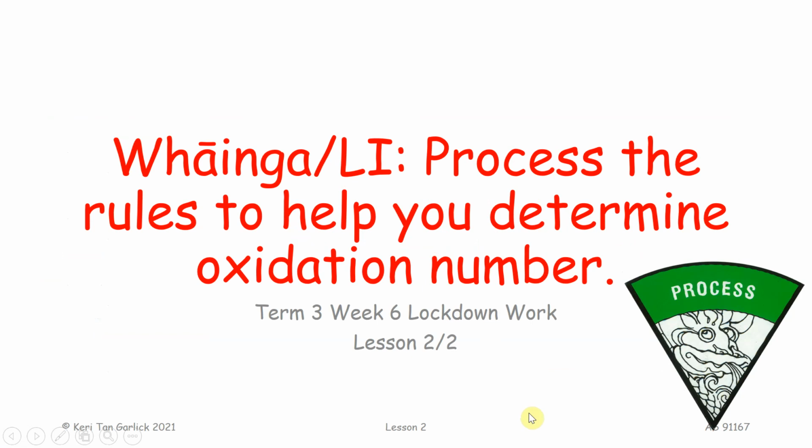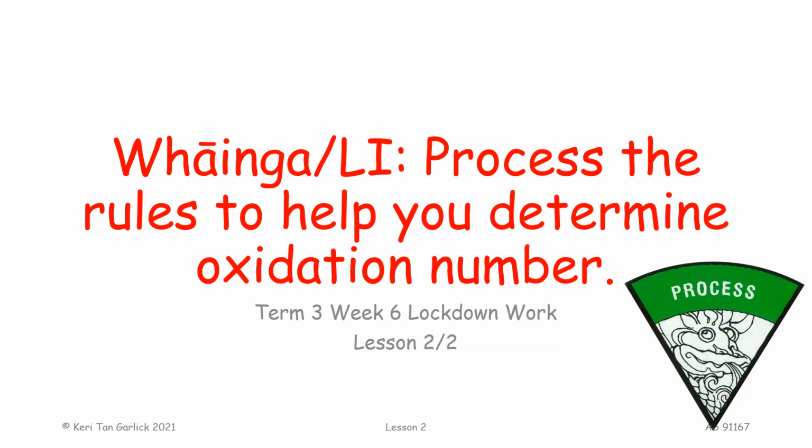Here is your second lesson for the week 6 lockdown, which is about processing the rules to help you determine oxidation number. Really important lesson for two reasons. First reason is because all of the equations I've given you so far have shown you where the electrons are. But in reality, we're not going to put the electrons down for you. You will need to figure out which side the electrons go on. And so in order to help you figure out which is the oxidation half and which is the reduction half, you're going to need to use oxidation numbers.